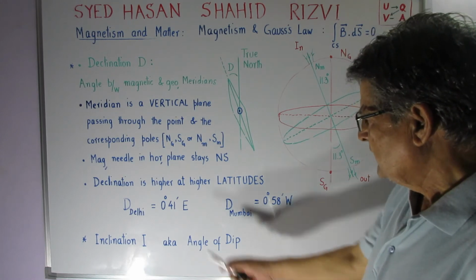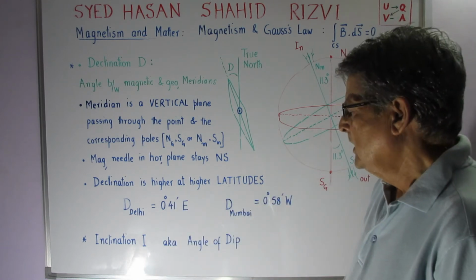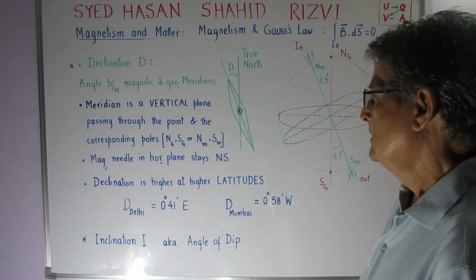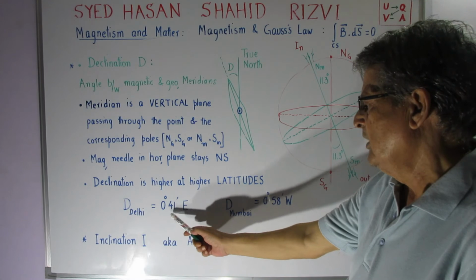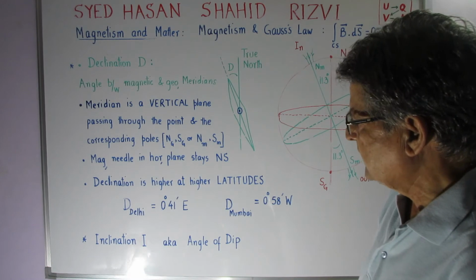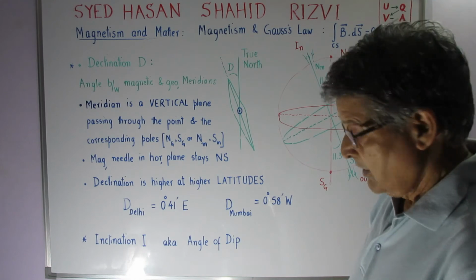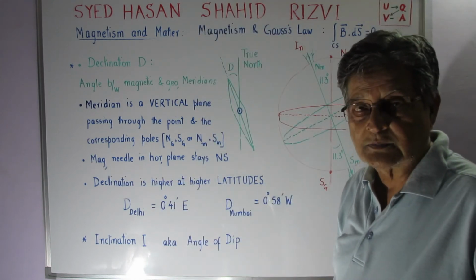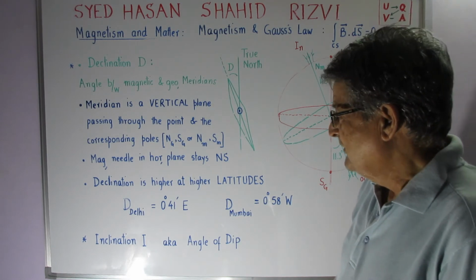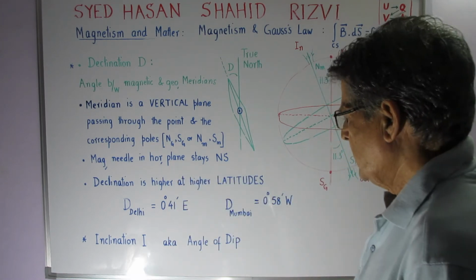Now, declination is higher at higher latitudes. Delhi and Bombay are close to the equator in the northern hemisphere of the earth, and it is found, and this is given in the books, that the declination in Delhi is 0.41. Of course, Delhi is spread out, so East Delhi and West Delhi may have different values, but this is an approximate value given for Delhi.